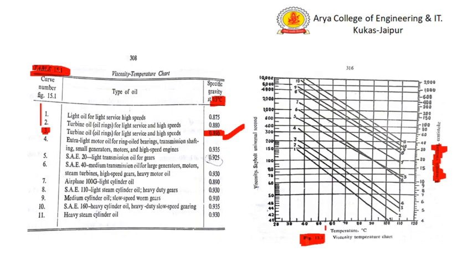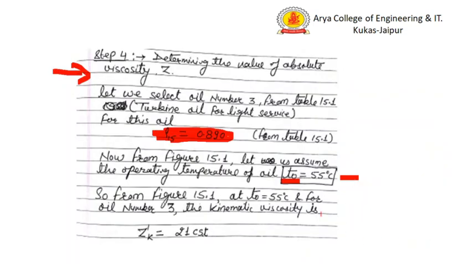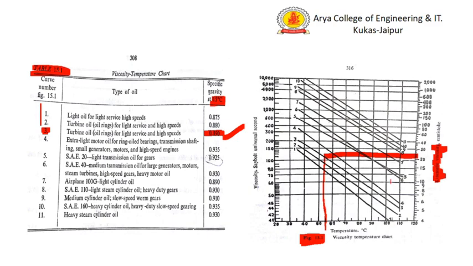Now from this figure 15.1, at 55 degrees centigrade and for oil number 3, we can directly find the value of kinematic viscosity Z dash K. So from figure 15.1 we find that the value of Z dash K is 21 centistokes.